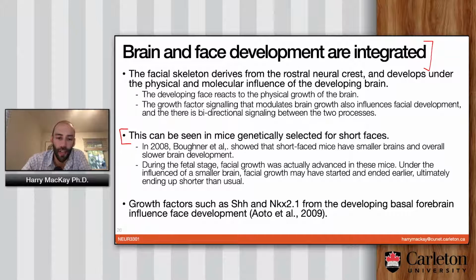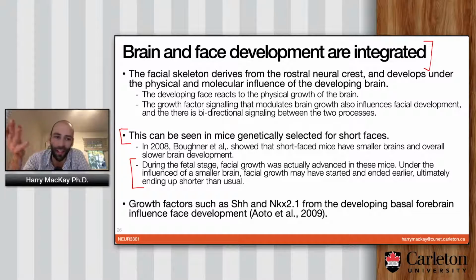But during the fetal stage, because brain development was slower, facial growth was actually advanced in these mice. So facial growth in these embryonic mice happened ahead of schedule. But it also ended ahead of schedule. So it started ahead of schedule and it ended ahead of schedule, ultimately not reaching the same length that it would normally reach. So it was shorter than normal.